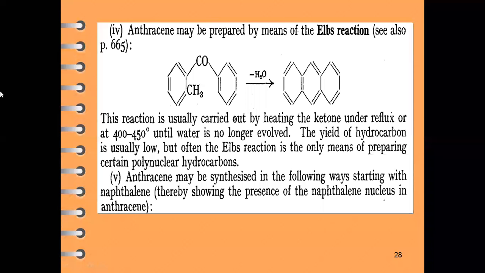Now, the next method for the synthesis of anthracene uses naphthalene as the starting material. What is naphthalene? Already we have discussed this in part 1. Two fused benzene rings are there. Now, these two fused benzene rings can also be used to synthesize three fused benzene rings, that is, anthracene.